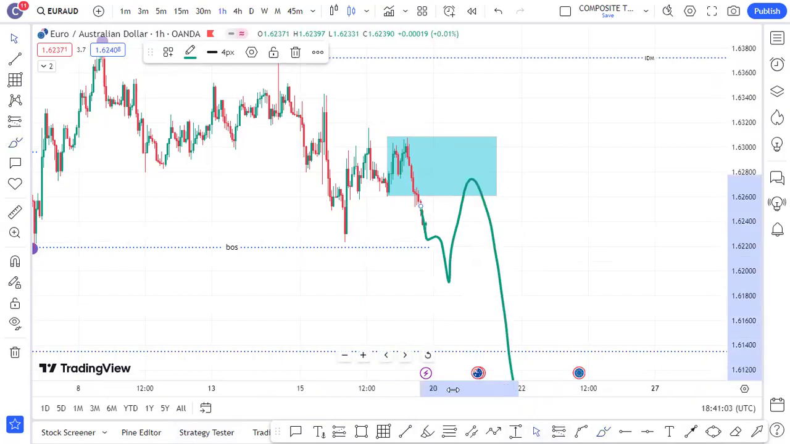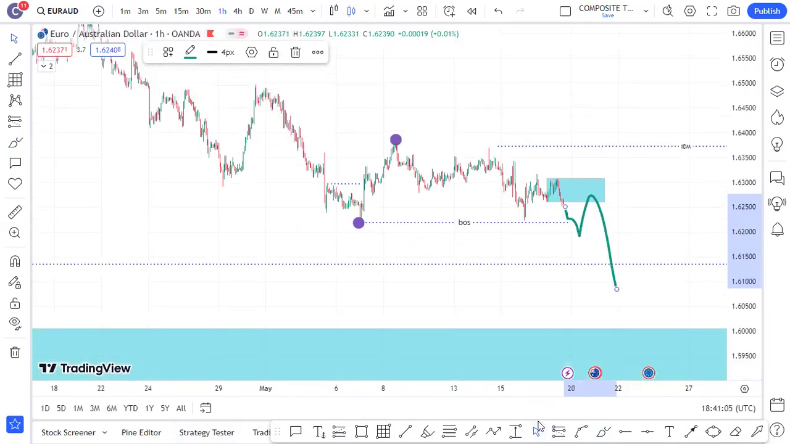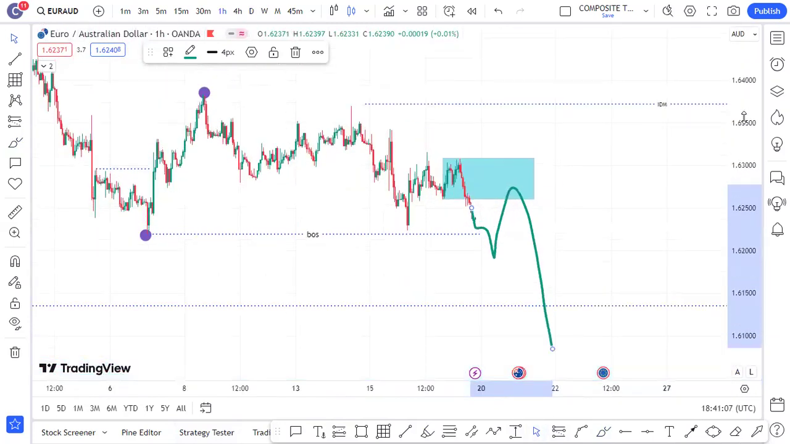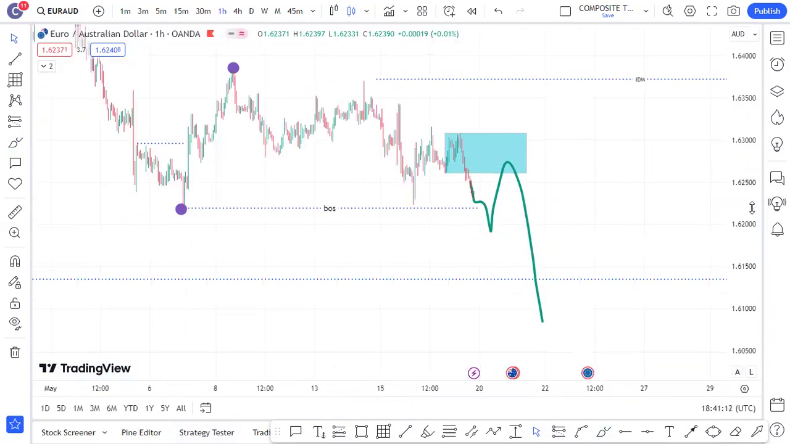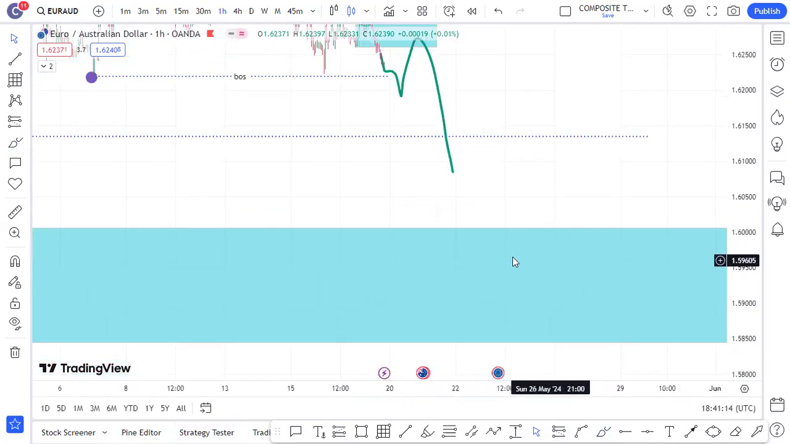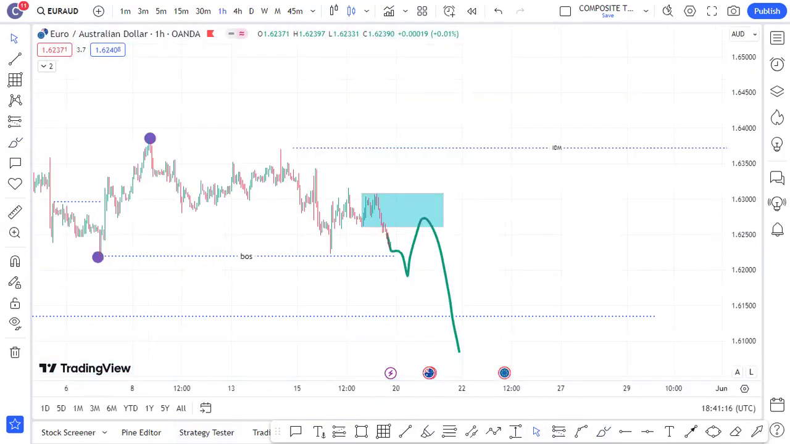So guys, this is just my projection on what to look at this coming week. But be careful with this one: once the market comes up here, this is a daily demand and you're likely to go long.